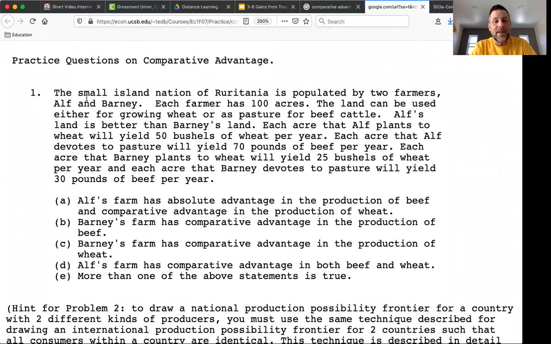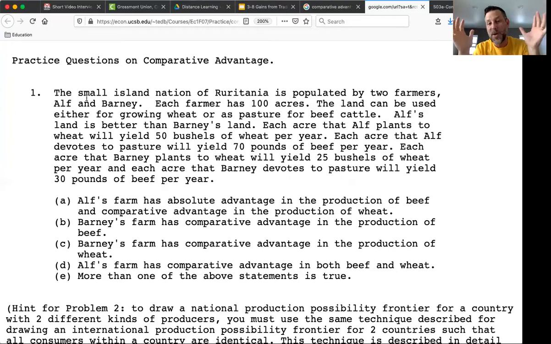The small island nation of Ruritania is populated by 2 farmers, Alf and Barney. Each farmer has 100 acres. The land can be used for either growing wheat or pasture for cattle. Alf's land is better than Barney's land. Each acre that Alf plants to wheat will produce 50 bushels of wheat per year. Each acre that Alf devotes to pasture will produce 70 pounds of beef. Each acre that Barney plants will be 25 bushels of wheat, and each acre that Barney devotes to his pasture will be 30 pounds of beef.